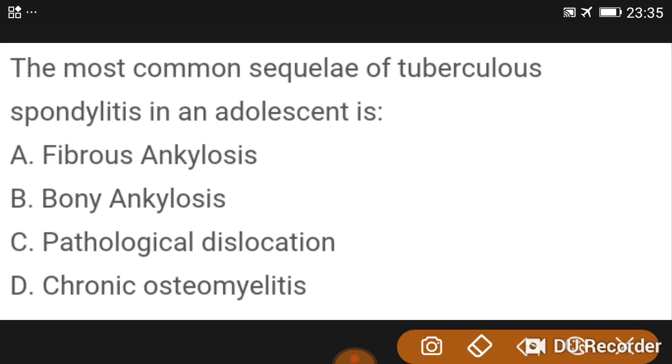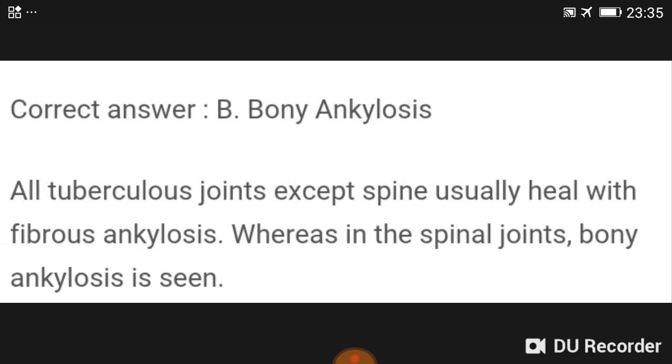Most common sequel of tuberculous spondylitis in adolescents is bony ankylosis. All tuberculous joints except the spine usually heal with fibrous ankylosis, whereas in spinal joints bony ankylosis is the same.